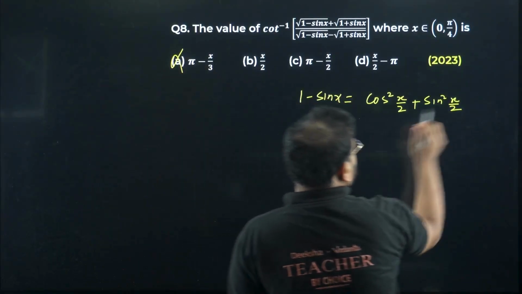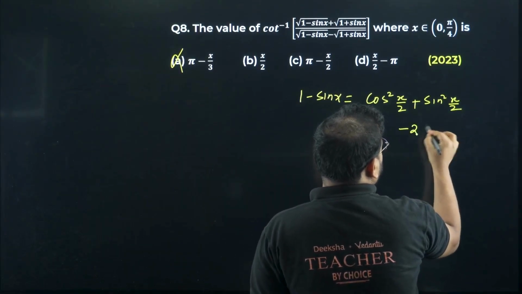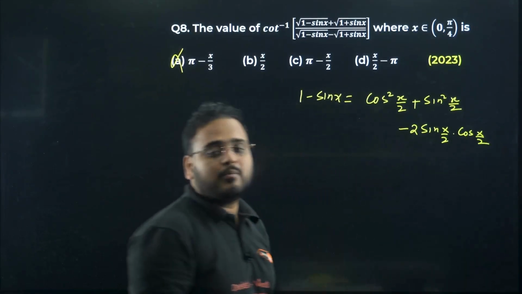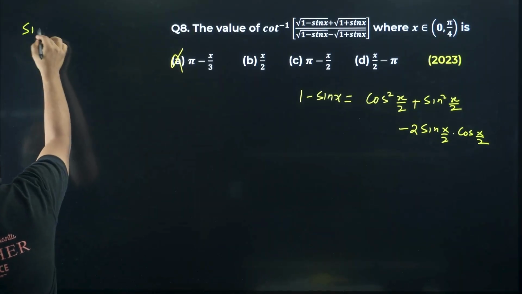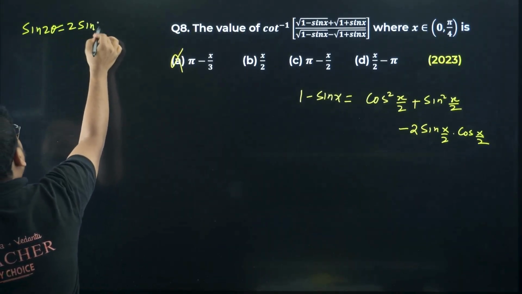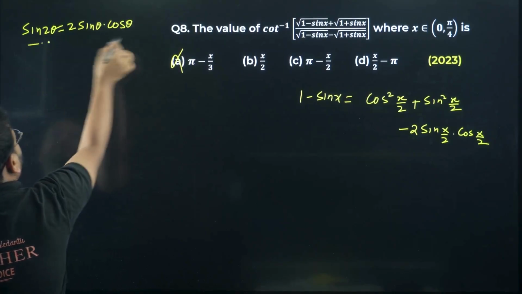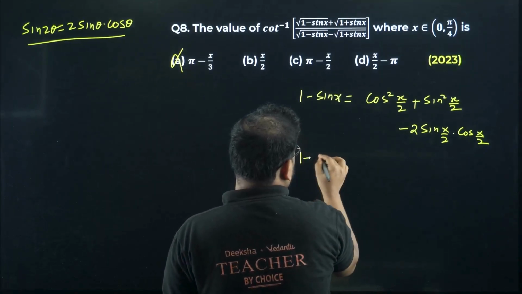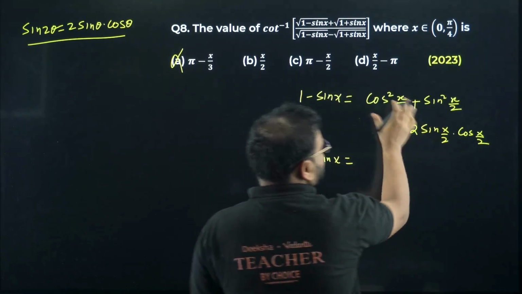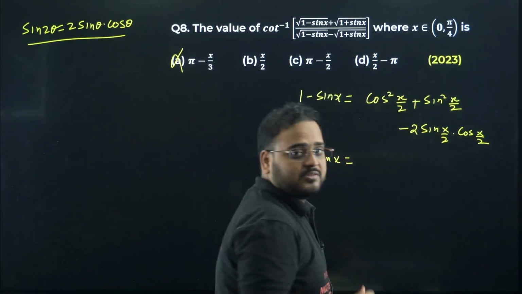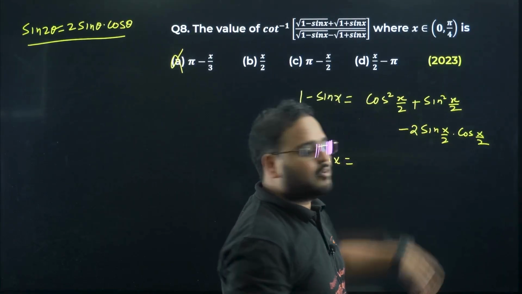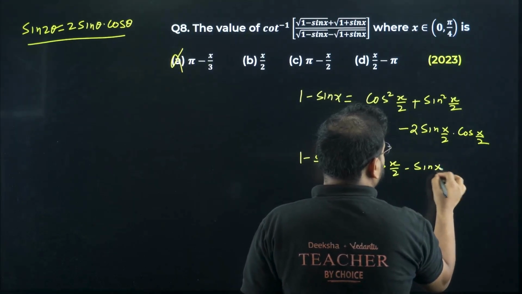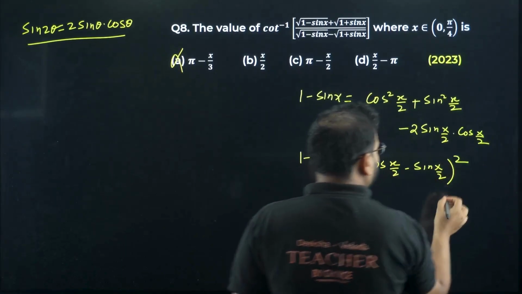Next is sin x. That becomes minus 2 sin x by 2 into cos x by 2. Which formula? This formula: sin 2 theta equals 2 sin theta into cos theta. Okay, simplify now. So I'll end up with, if I apply root to this, first write this term: a square plus b square minus 2ab. What is the answer? Simply cos x by 2 minus sin x by 2 the whole square.